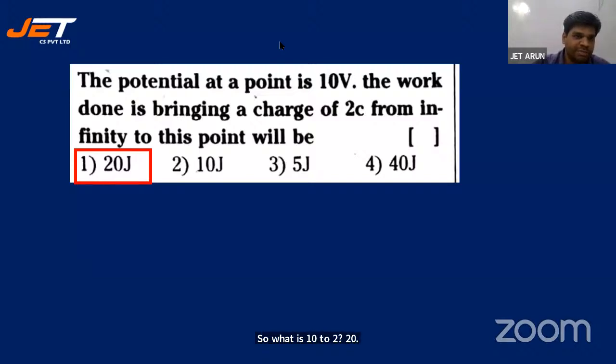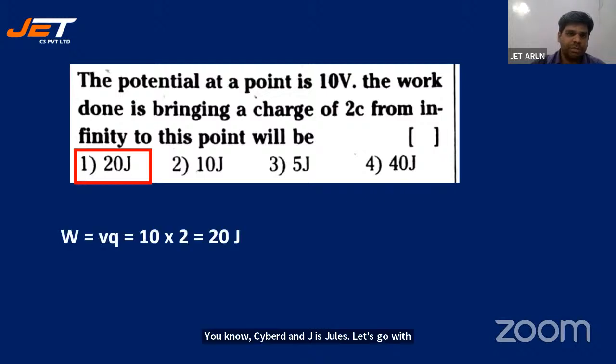J is joules. Sai Vardhan, J is joules, students. Joules, unit of work done. Unit of work is joules. Let's go for the next one. C is coulomb. That is supposed to be capital C, but C is coulomb, the unit for charge. V is volt, C is coulomb, J is joules.